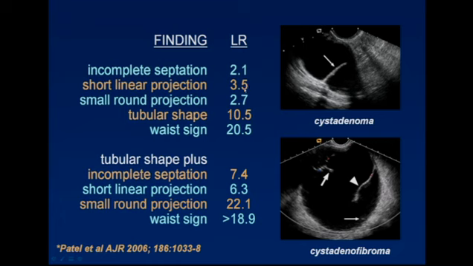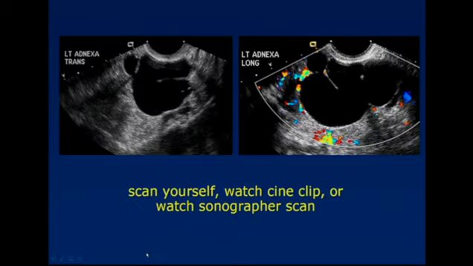But the real advantage comes when you combine observations. So if it's a tubular cystic collection and has an incomplete septation, it's about 7.4 in terms of the likelihood ratio. But more importantly, if it's tubular in shape and has the waist sign, it was always a hydrosalpinx in our experience. So you really want to look for multiple features.